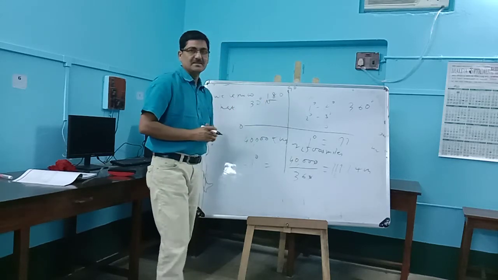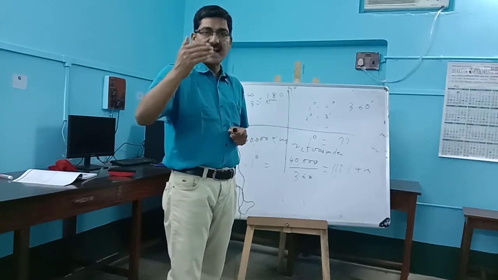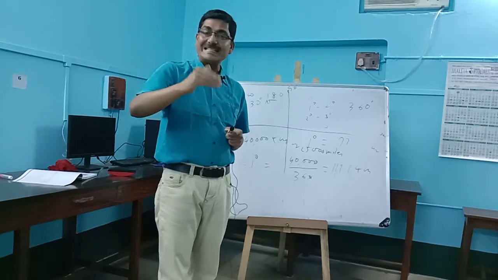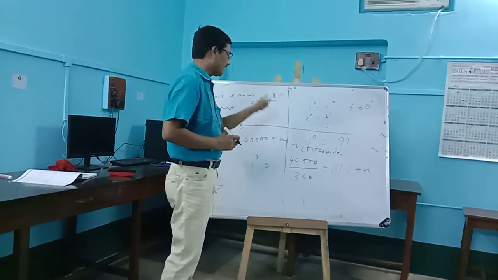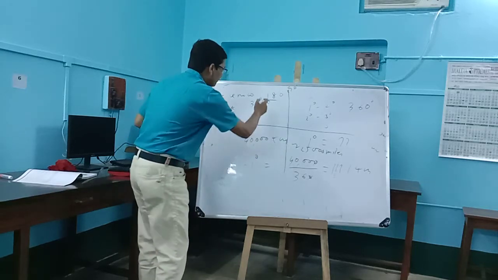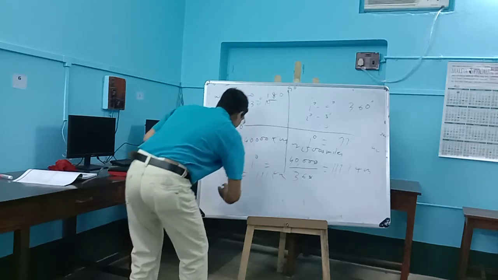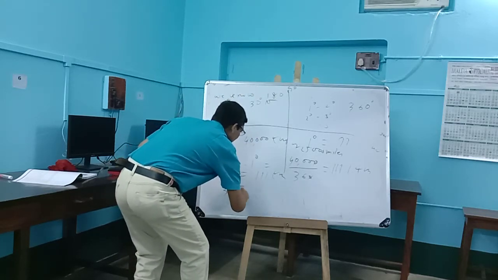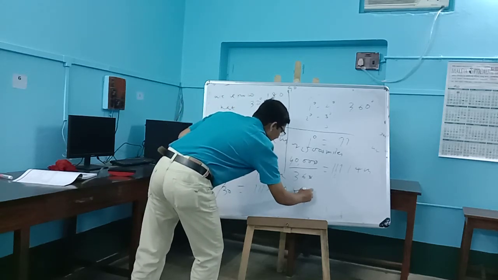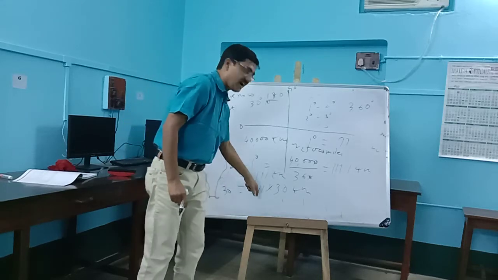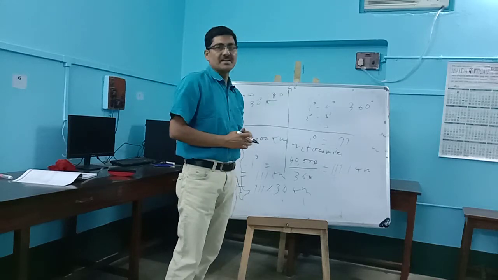Suppose Delhi is located 30 degree north of the equator. If I ask you the distance of Delhi from the equator, it is very easy to get. 1 degree equals 111 kilometer, and 30 degree equals 111 into 30 kilometer. This gives us the total distance of Delhi from the equator.